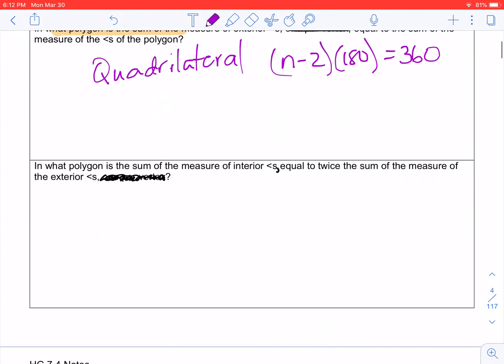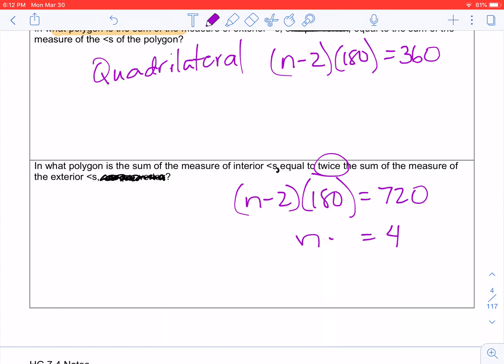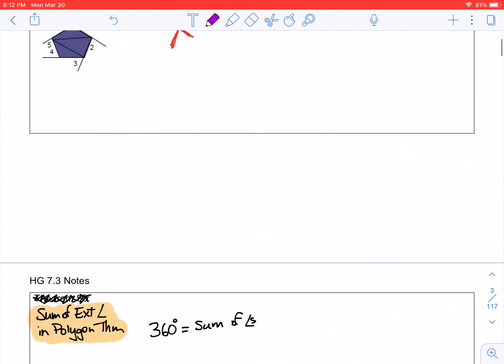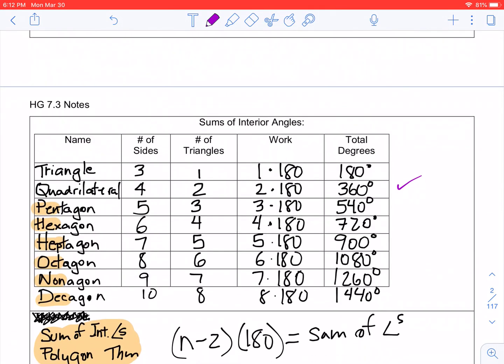This next one said, in what polygon is the sum of the measures of the interior equal to twice the sum of the measure of the exteriors? So in this case, it would be n minus 2 times 180. There's the interior, times 2 of the exterior. Again, you could look back at the chart, divide by 180. So we end up with, I think this becomes 4 equals n minus 2. And we can see we'd get an answer of 6. And sure enough, looking at that chart, that's what we have. 6 sides is 720.